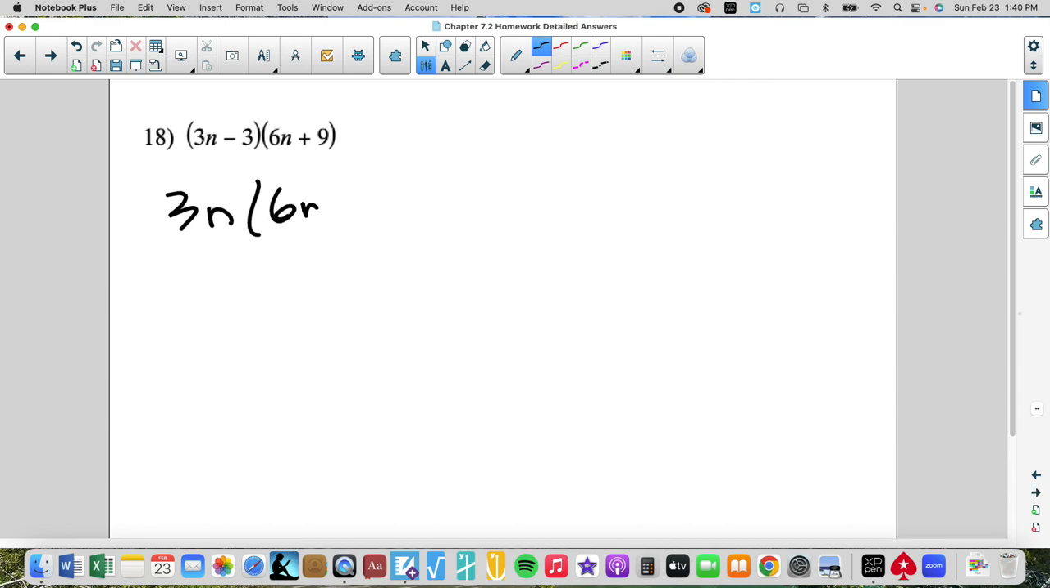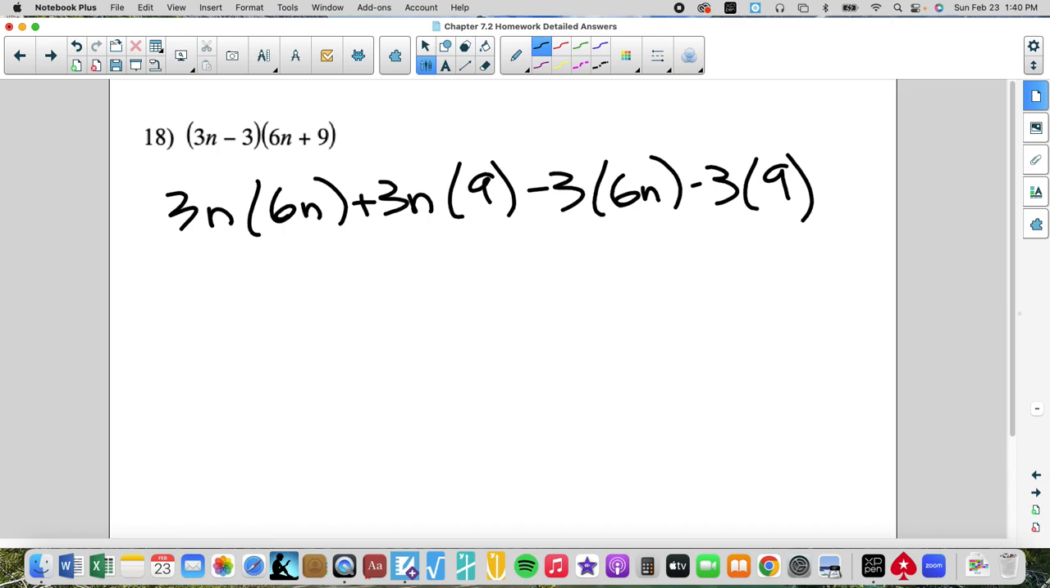3n times 6n plus 3n times 9 minus 3 times 6n minus 3 times 9. At this point, we're on problem number 18. You should be in a really good rhythm. You should be really confident with this. The only thing that you're doing is multiplying, working on your times tables, and making sure that your calculations are correct. 3n times 6n, 18n squared.